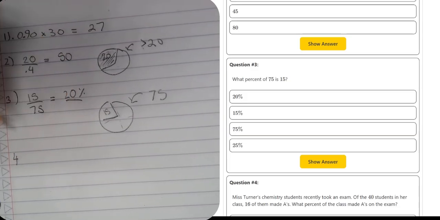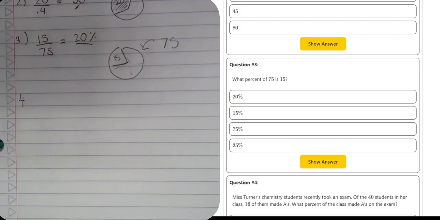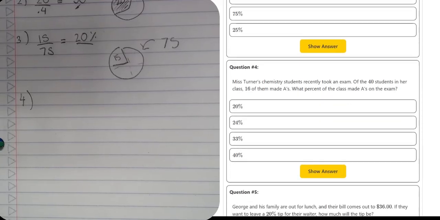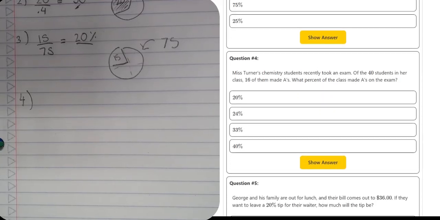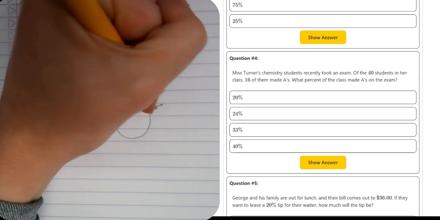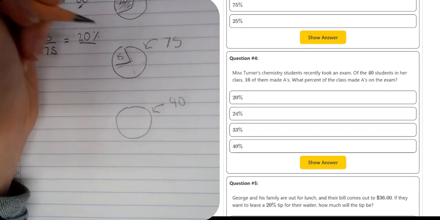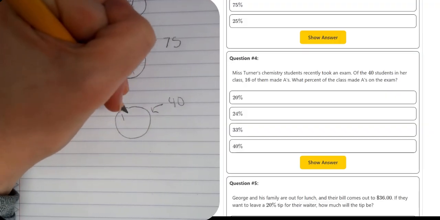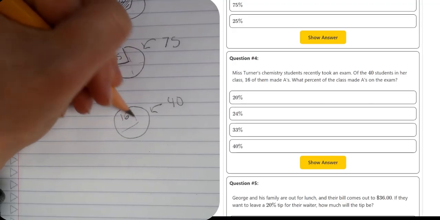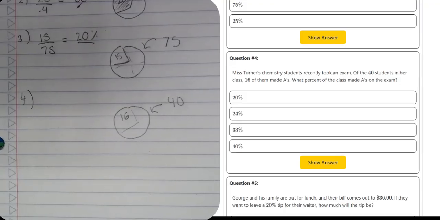Now question 4. Question 4 is a little bit trickier, so it's good that we're going to work on it together. Question 4 is a word problem. Miss Turner's chemistry students recently took an exam. Of the 40 students in their class, 16 of them made A's. What percent of the class made A's on the exam? So we've got 40 students, right? And 16 of them made A's. We don't know what percentage of that 40 is the 16. That's what we're trying to find out.